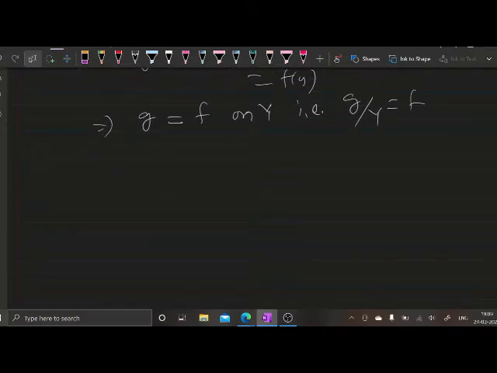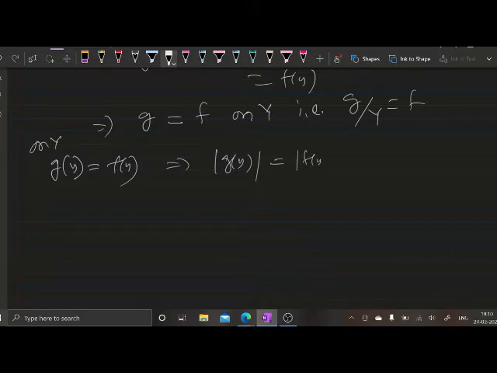Okay, and since on Y, g y equals f y, you can take the modulus. So mod of g y is mod of f y, and which must be less or equal to norm f into norm y.